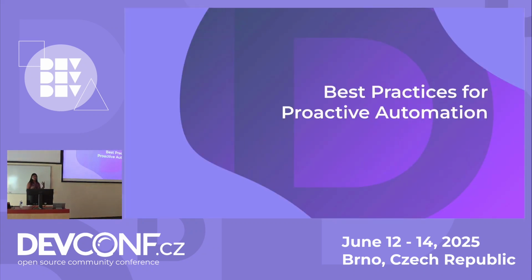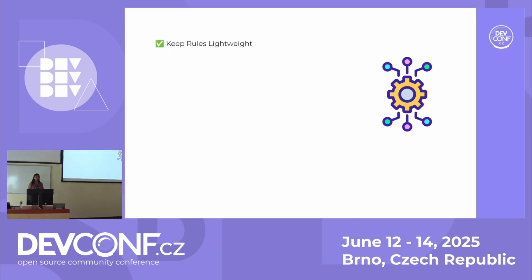So what are the best practices for proactive automation? First of all, keep your rules very lightweight. Avoid writing overly complex rules which take up much of your system resources, and use a very modular rule design. You can write your own custom parsers, combiners and rules, so write ones which are modular, reusable and maintainable, and always validate your rules with real data.